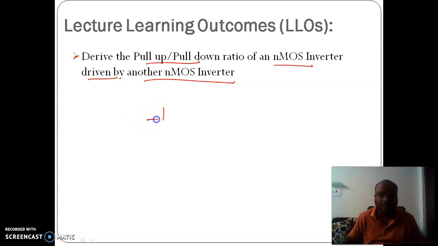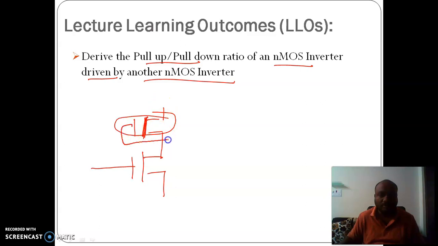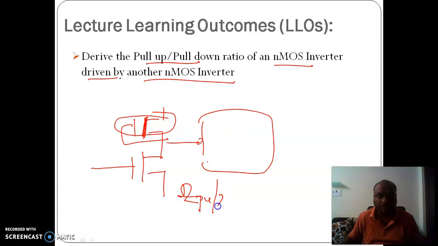So, what is meant by an nMOS inverter we will see in the next slide. The pull-up network will be an nMOS inverter and the pull-down will also be an nMOS inverter, but an enhancement mode. If this is driving one more nMOS inverter like this, what is the pull-up to pull-down ratio? We call it ZPU by ZPD. That we are going to see.